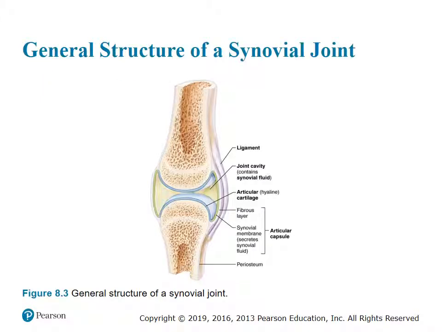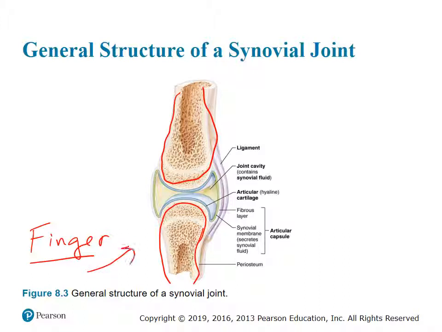Here's your typical synovial joint, right? So we see bone on the top here, bone at the bottom. The definition of a joint is where two or more bones meet together. We call this an articulation. This is our joint. So you could even say that this would be the finger. Pick one of these little bends of your finger, and this is kind of what we'd be looking at.